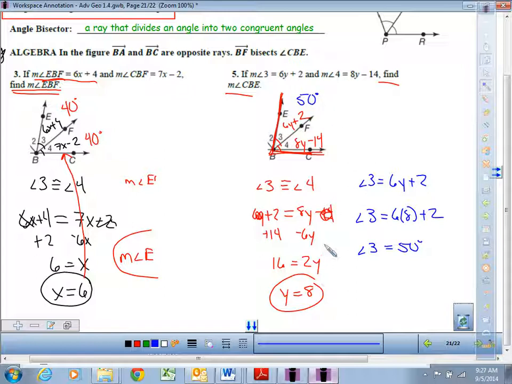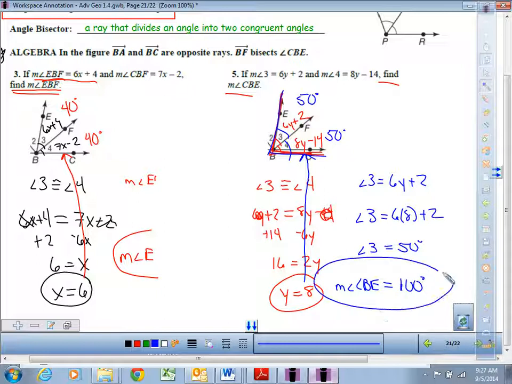Let's double check ourselves. Let's substitute 8 in there: 8 times 8 is 64, and 64 minus 14 goes right back to 50, so we're right. Now remember, we didn't want angle 3 and angle 4, we wanted the entire thing. Here to here's 50, here to here's 50. 50 and 50 makes 100. So the measure of angle CBE equals 100 degrees. That's your final answer.